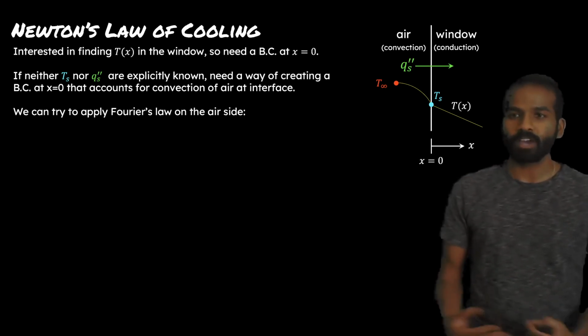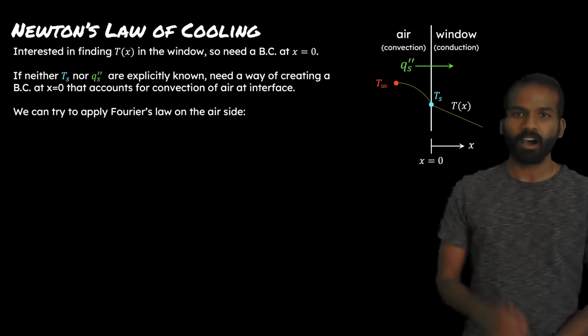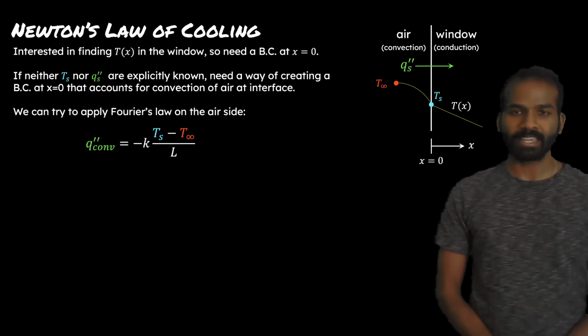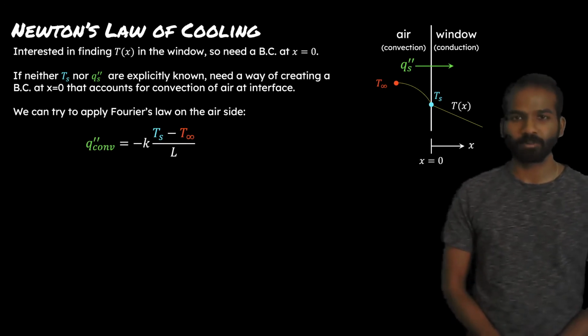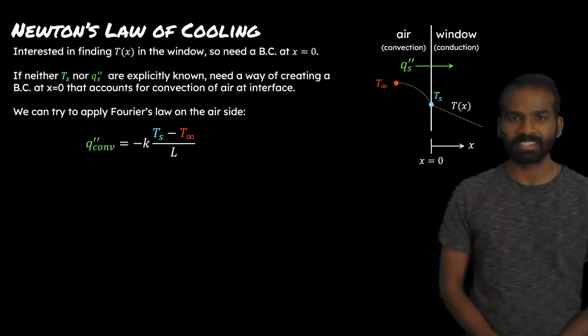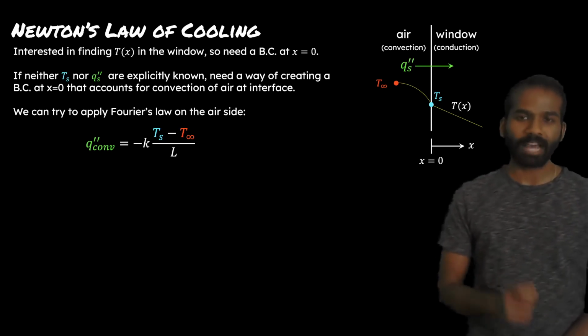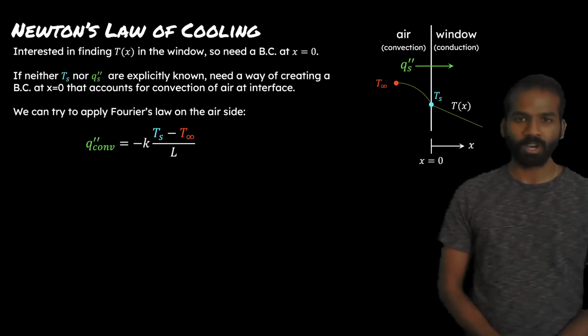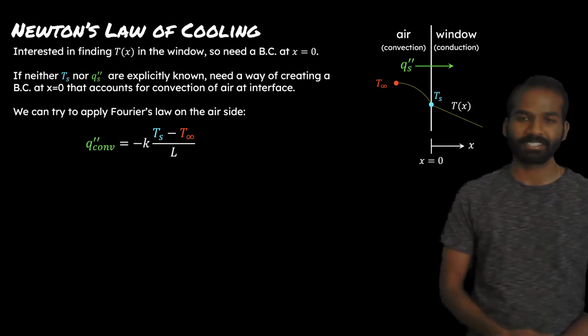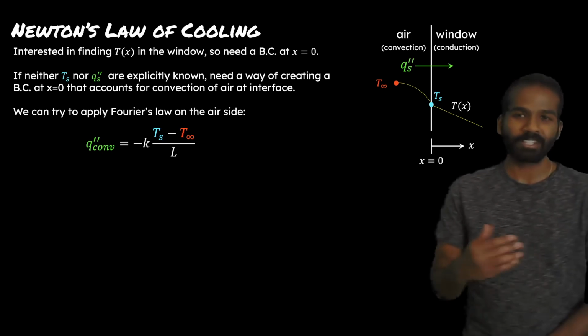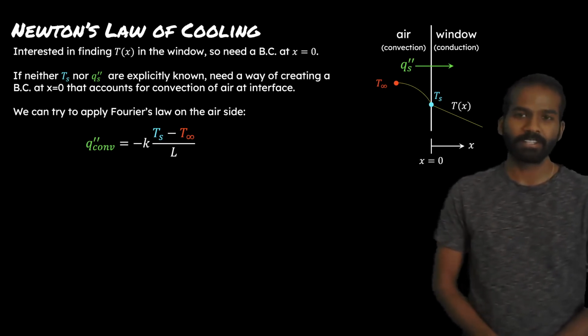So we can try then to apply Fourier's law at this interface on the air side. Let's say that we have q double prime convective equal to minus k times T sub s minus T infinity in the numerator and this length scale L in the denominator. Here, k is for the air, and L would have to be a length scale on the air side as well, the length scale over which we go from T sub s to T sub infinity. But of course, L is something that we don't really know. We don't know how much distance we have to traverse from the interface into the air to reach the bulk temperature T sub infinity.